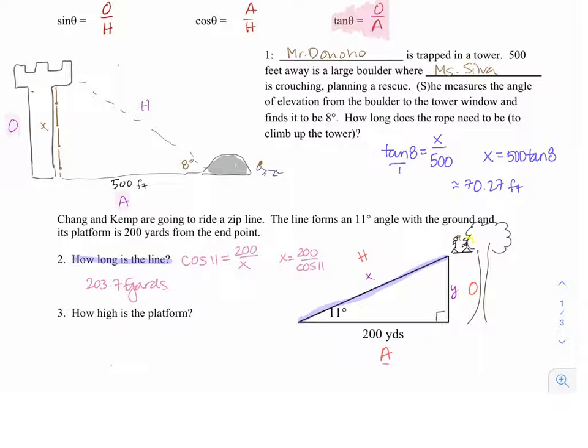So for how high is the platform, this time we have A, again, don't use something that's been rounded off like the 203.7. And we have O. We need O. So O and A is going to be tangent. So I'm going to do tangent theta, which is 11, equals opposite y over adjacent 200. And this one is going to be a multiplication problem. So we're going to get that y is equal to 200 tan 11.